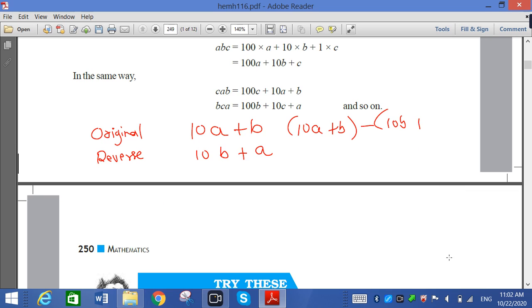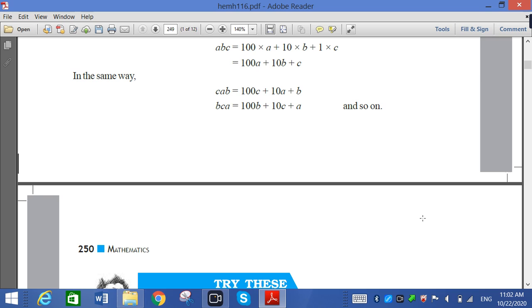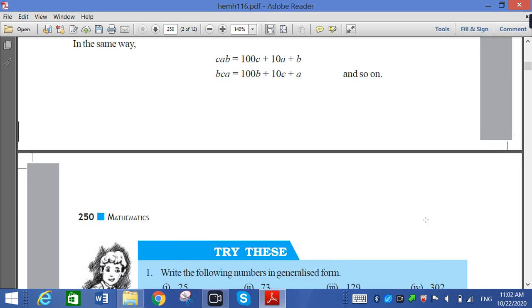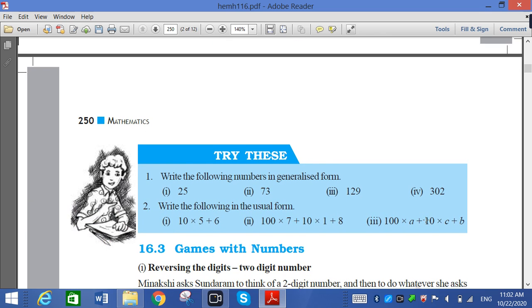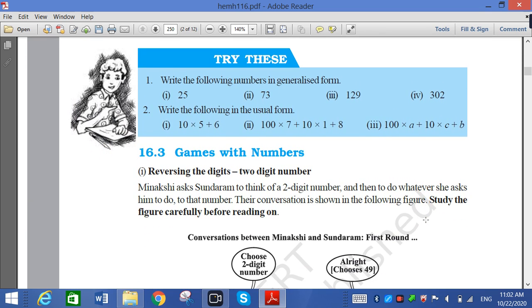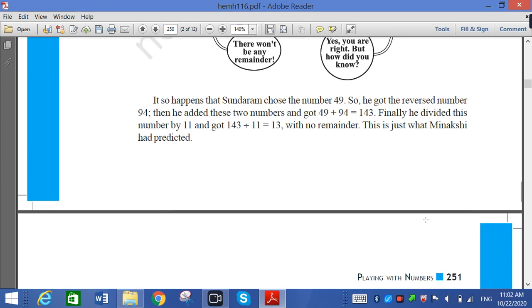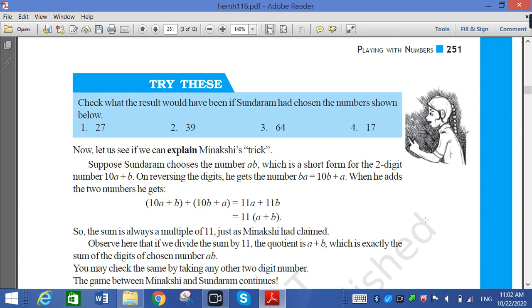When you take a two-digit number and reverse it and add it, it is always divisible by 11. And if you subtract it, it is always divisible by 9. We have to explain it here, revising two-digit numbers. They are explaining it here with standard form, that it is always divisible by 11. So if 27 is there, check what result you would have seen and choose the numbers given below. So 26, reverse it, 26 reversed is 62.